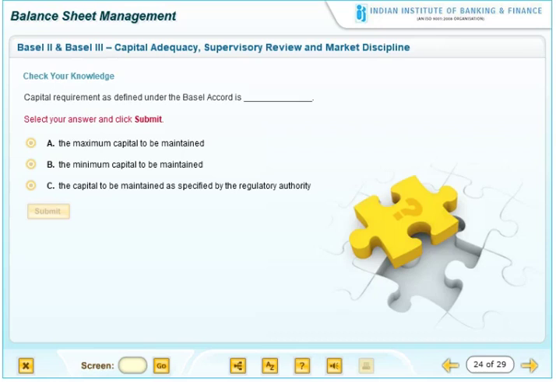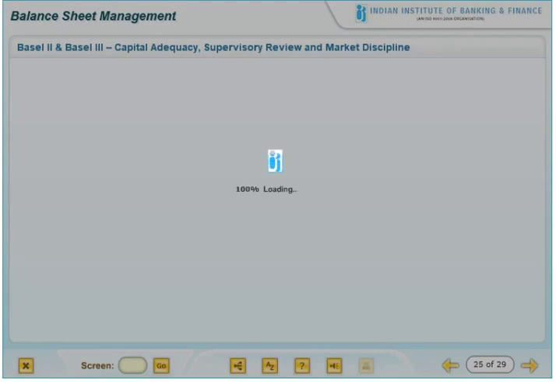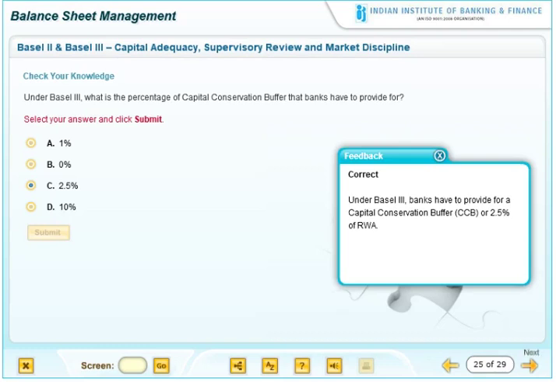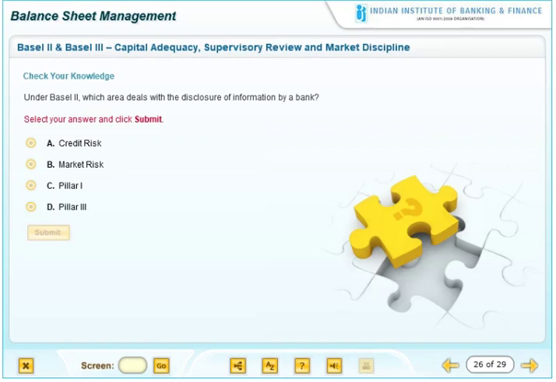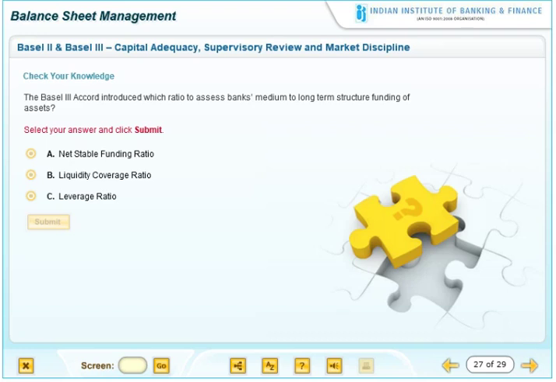Read the instructions on screen to complete this exercise.